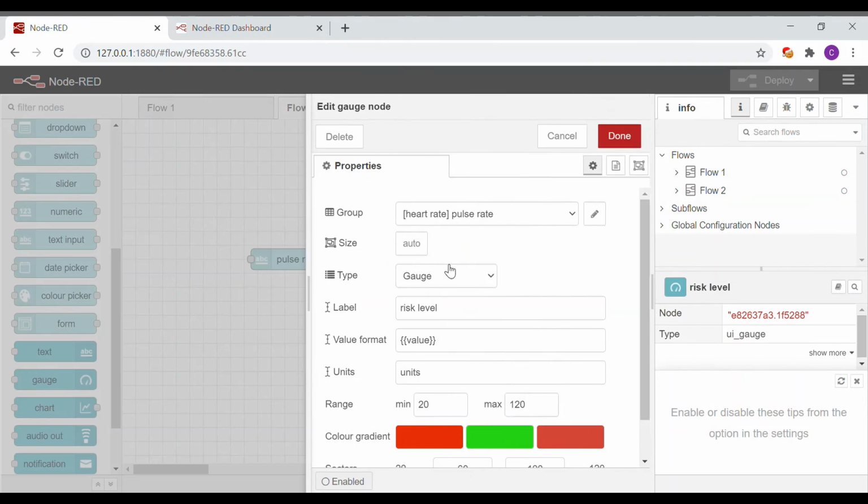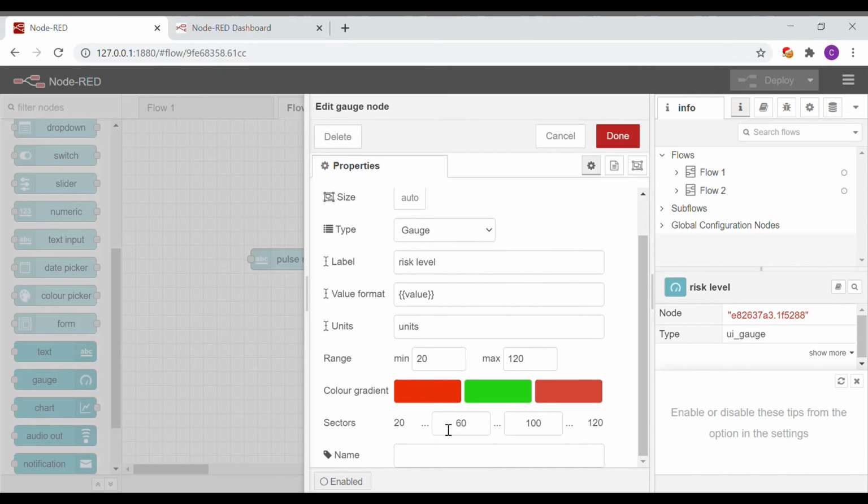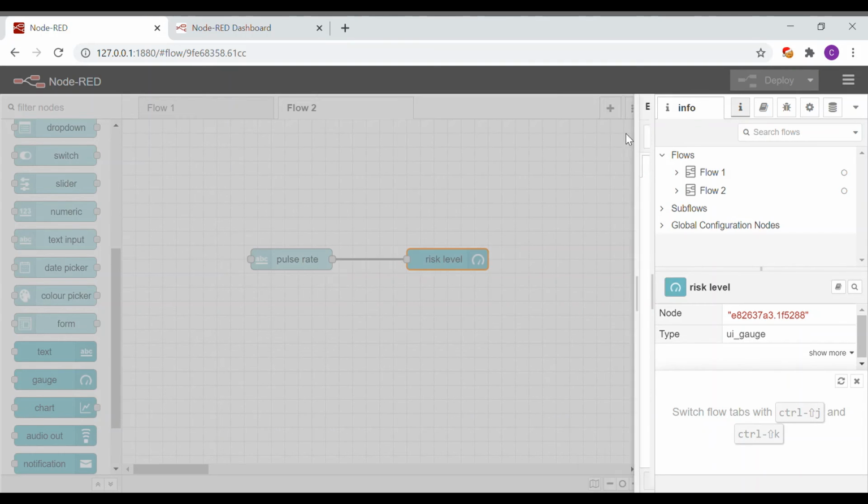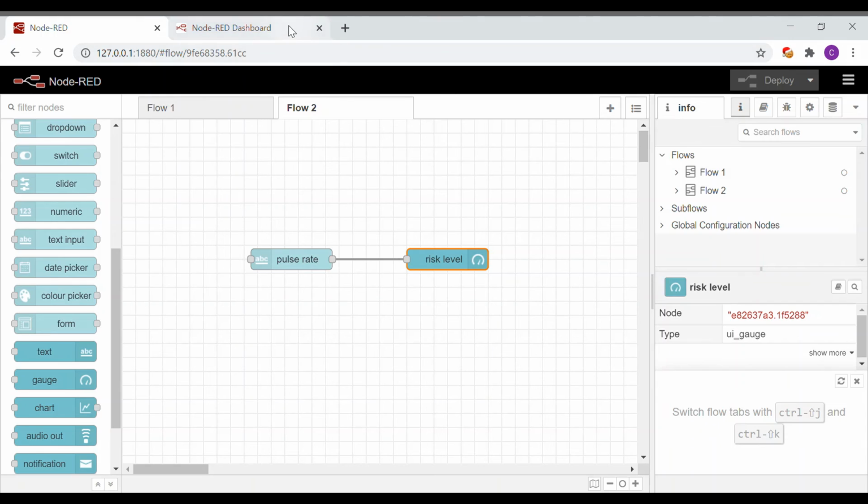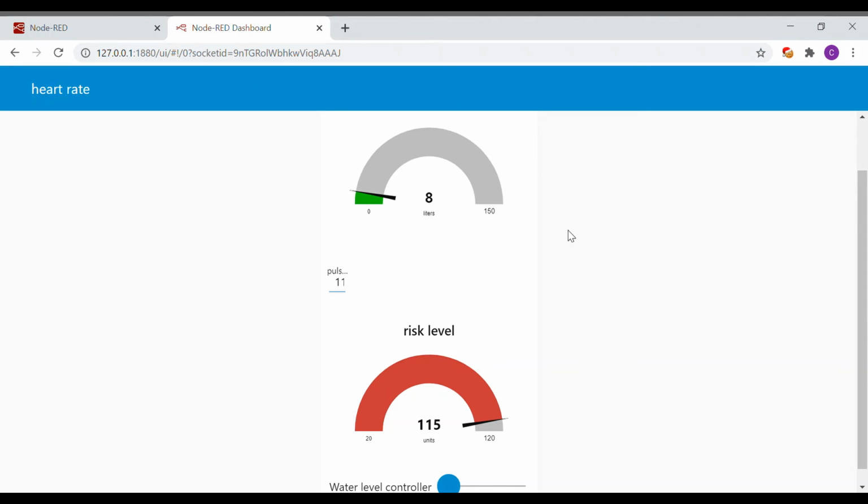In the risk level I made some adjustments according to the way I wanted to depict it. The normal pulse rate of a human is from 60 to 100, which is depicted by green, that symbolizes it is safe, and 20 to 60 and 100 to 120 are not safe, so I have shown them with red color. Then I deployed the code and opened it with the user interface.